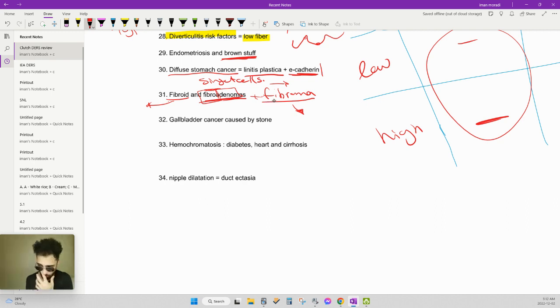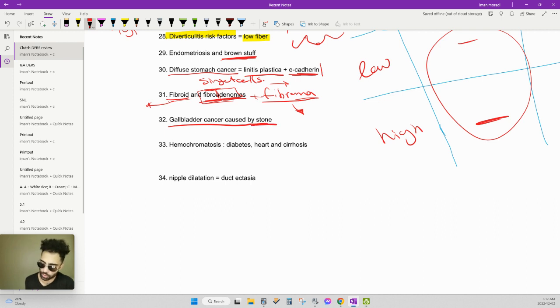I'm not sure about a fibroma, the ovary mass, but fibroids and fibroadenoma are both dependent on estrogen. After menopause, when you lose estrogen, or let's say for whatever reason estrogen goes down, these masses will shrink.